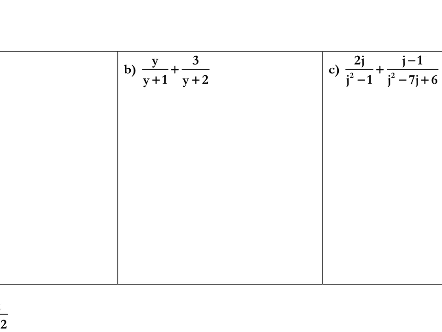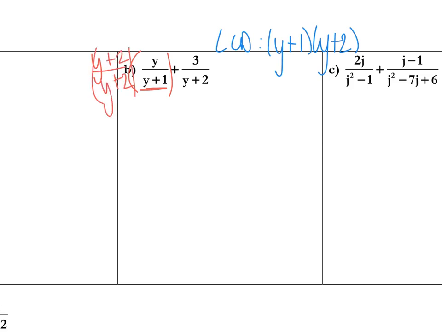So LCD is going to be y plus 1 and y plus 2. So just take each factor, take the highest exponent of each one. Okay. And in order to get this denominator to look like the LCD, we have to multiply it by y plus 2 over y plus 2. And then in order to get this denominator to look like the LCD, we have to multiply by y plus 1 over y plus 1.